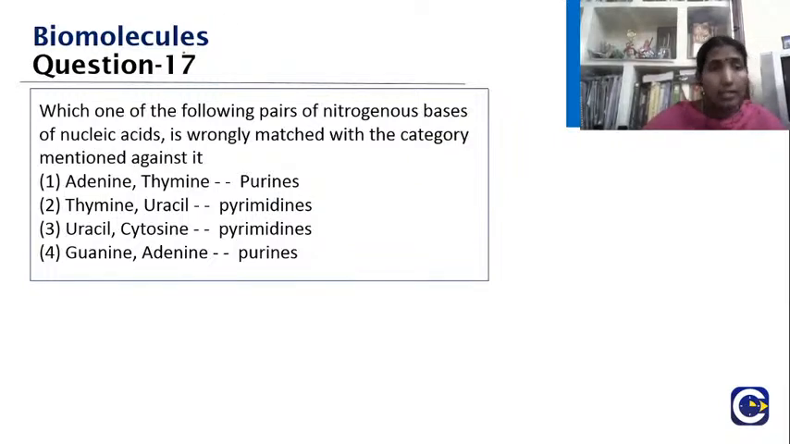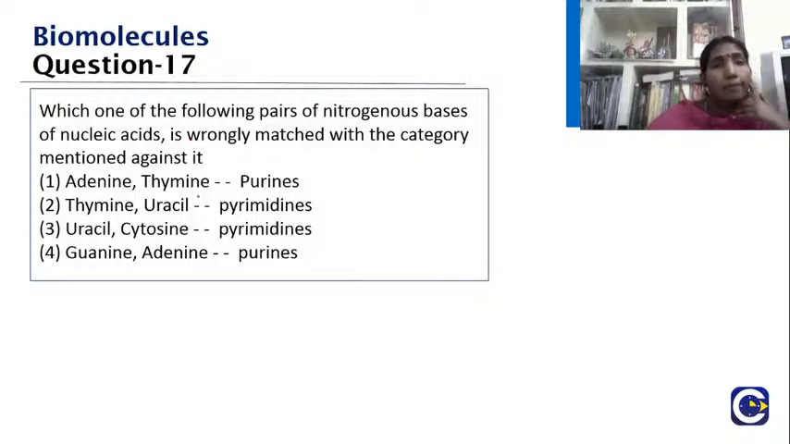Now coming to the next question: which one of the following pairs of nitrogenous bases of nucleic acid is wrongly matched with the category mentioned against it? See, when I started picking up the questions for biomolecules, they were very basic. They do ask very basic questions, just putting the concepts in various forms, whether it is Chargaff's rule, or the structural part, or some function part. But the students find it difficult and make mistakes. So my sincere advice is to look at any question from a 360-degree angle when you are preparing.